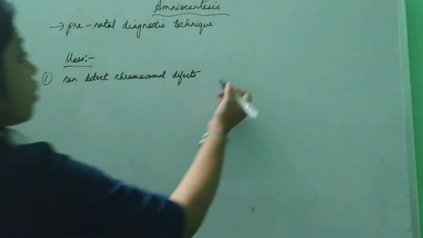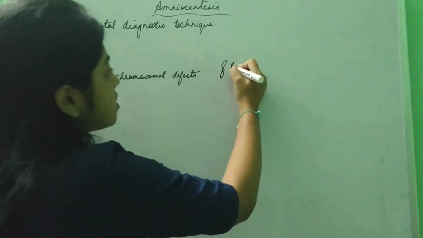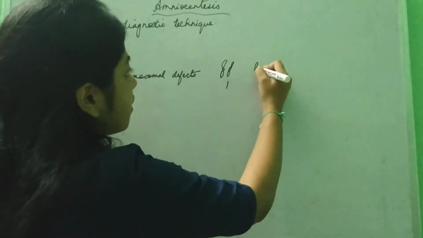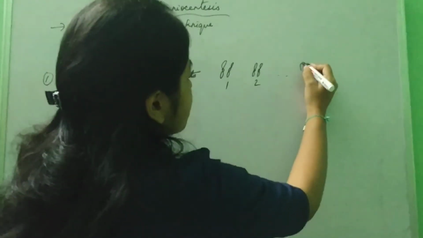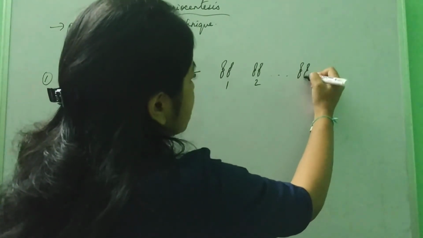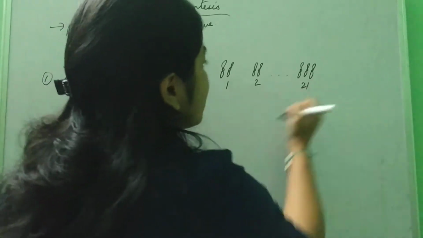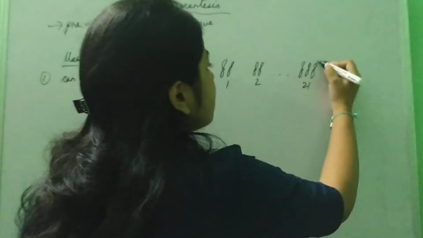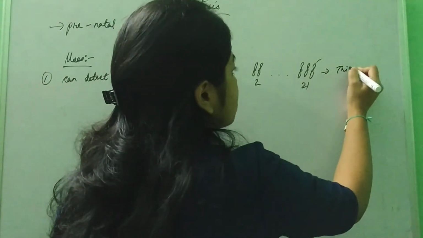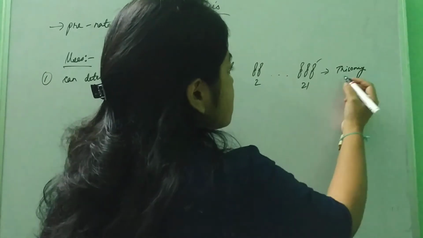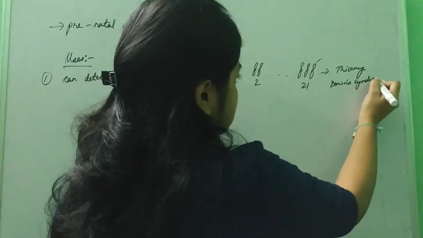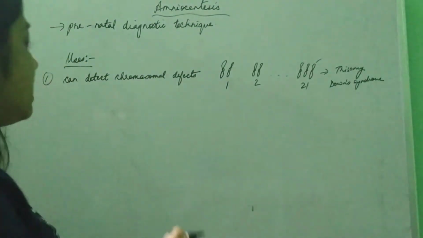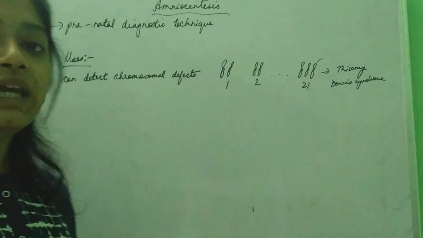I told you the chromosomes are arranged in this way. Suppose this is one pair, this is the second pair. Suppose in the 21st pair, a third chromosome is seen. Then this condition is known as trisomy, and the disorder is Down's syndrome. So in this way, if any defect is there in the chromosome, it will be detected.